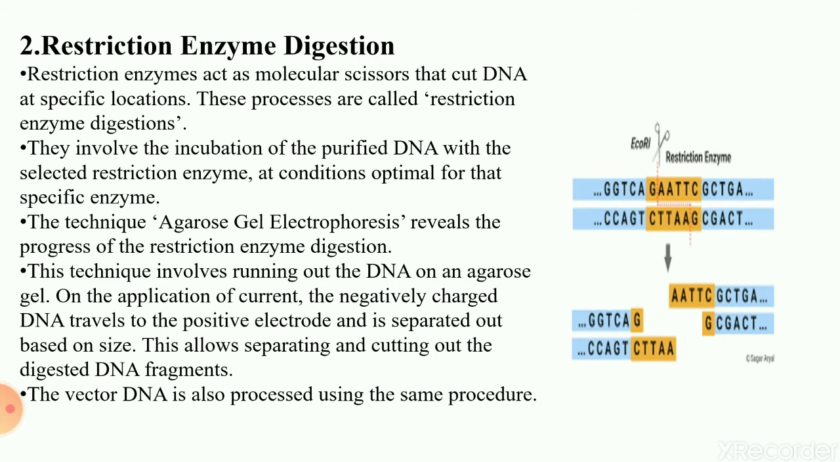Second, restriction enzyme digestion. Restriction enzymes act as molecular scissors that cut DNA at specific locations. This process is called restriction enzyme digestion. It involves incubation of the purified DNA with the selected restriction enzyme at conditions optimal for that specific enzyme. These restriction enzymes are also called molecular scissors.